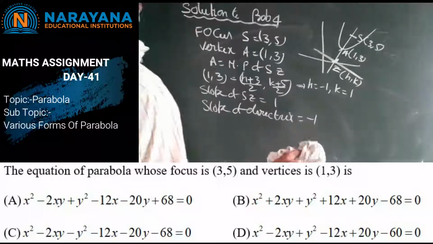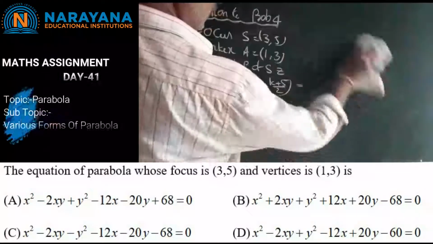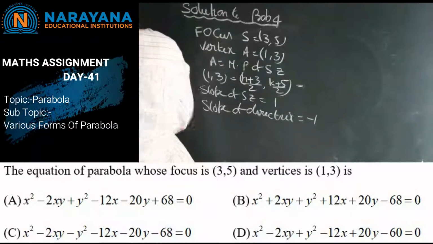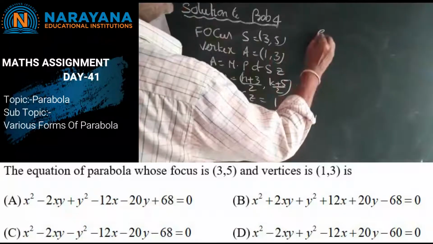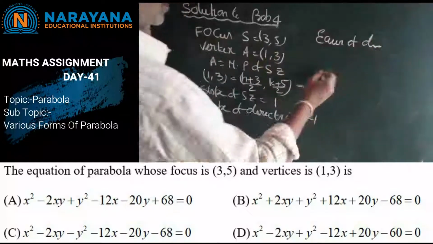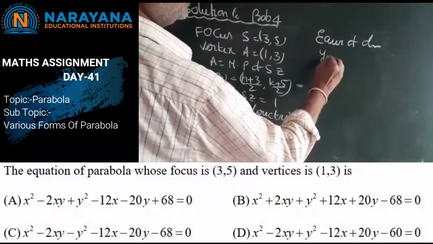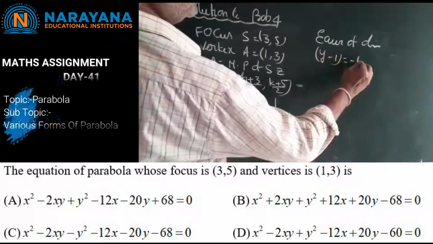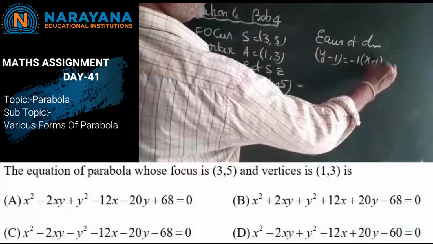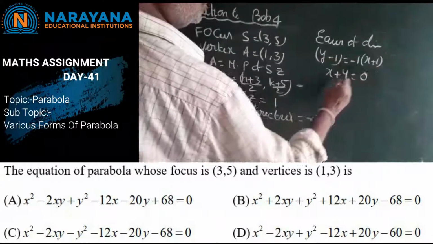So if you find out the slope of directrix as -1, we can find out equation of directrix. We got h = -1, k = 1. So we can get y - 1 = -1(x + 1). So we can get the equation as x + y = 0.